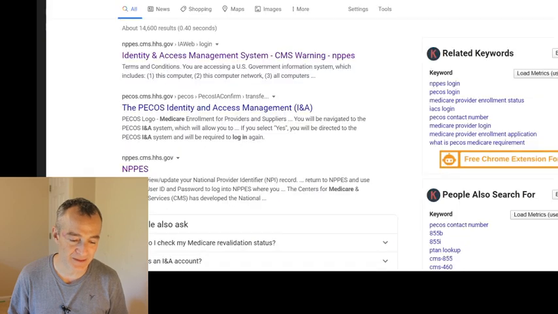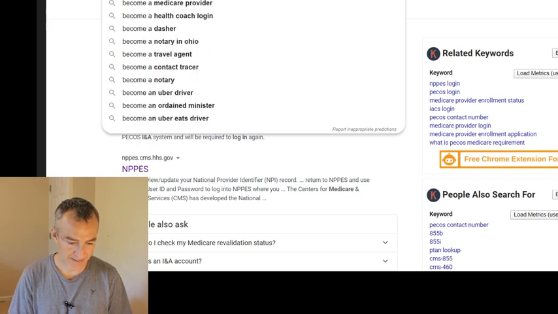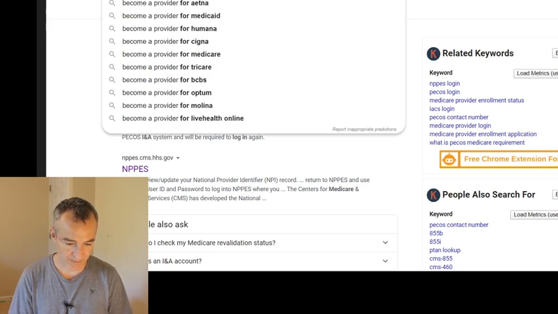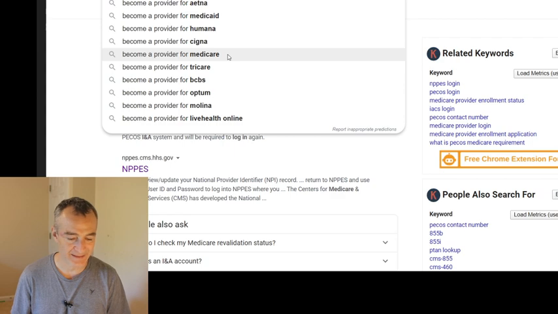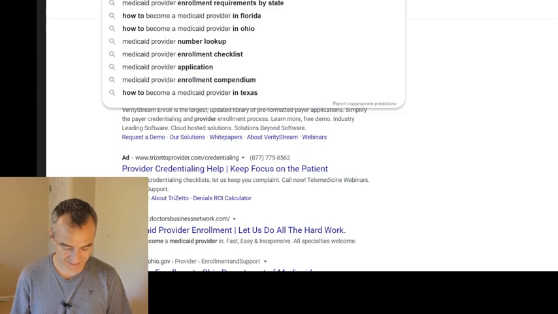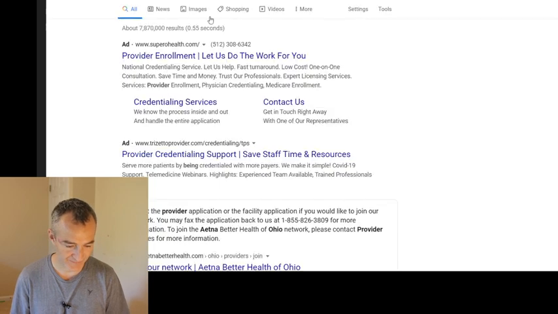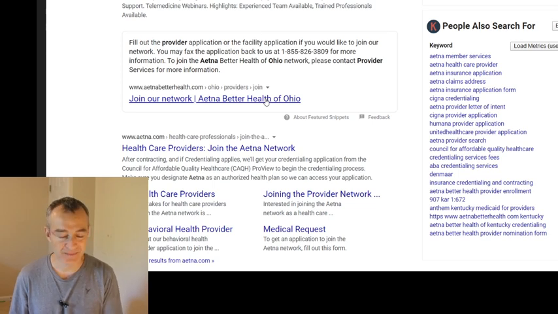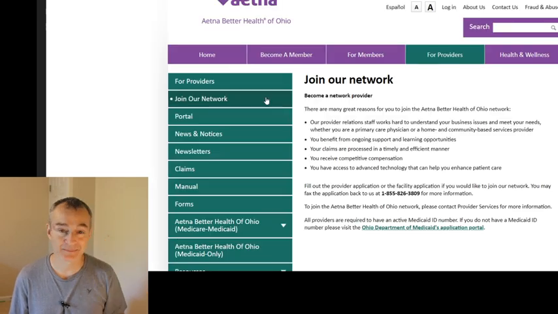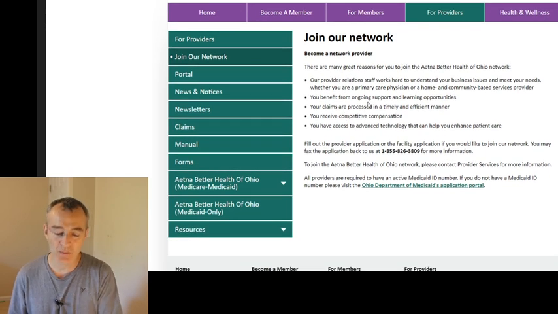In other words, if I was going to try to enroll, let's say, in Aetna, to become a provider for, and then you can see here, Aetna, Medicaid, Humana, Cigna. Medicaid is actually not a good example. Let's go to Aetna. Join our network. Now I'm in Ohio. Obviously, I'm being geolocated to Ohio. But if I click on that, you would do it for your corresponding state. Blue Cross Blue Shield has corresponding states. You would just follow the prompts and they would tell you what the procedure is to become a contracted provider.